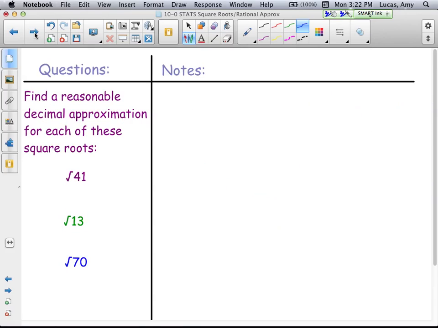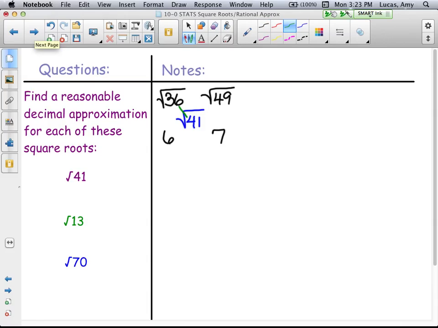Find a reasonable decimal approximation for each of these square roots. So our first square root that we're working with is the square root of 41. The square root of 41 is in between the square root of 36 and the square root of 49. Now, to estimate, we know that it's going to be between 6 and 7, but you want to think about how far away the number is.